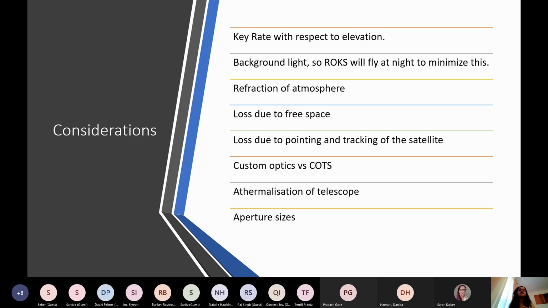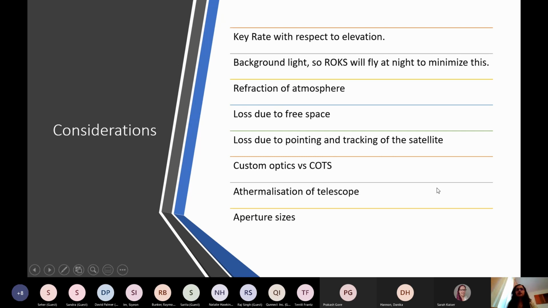And so one of the biggest problems we are facing is that we want to build a telescope which is small enough for our CubeSat, but that is proving to be quite a big challenge because we need to make sure that all the optics are athermalized. And also we want quite a big aperture size. So how do you fit a big aperture size into a small satellite, right?